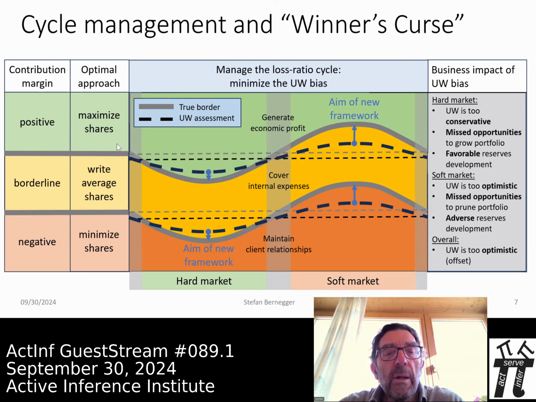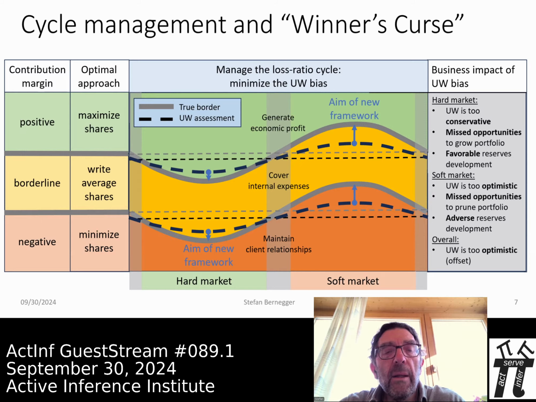And if you say the underwriters are biased, then you can say there is a true border between the three buckets, but the underwriters believe that the borders may be up here in the case of a hard market. So they are too conservative. Some business which is actually amber, they put into the red bucket, and some business which is green, they put into the amber bucket, and vice versa during the soft market. So this is the problem.